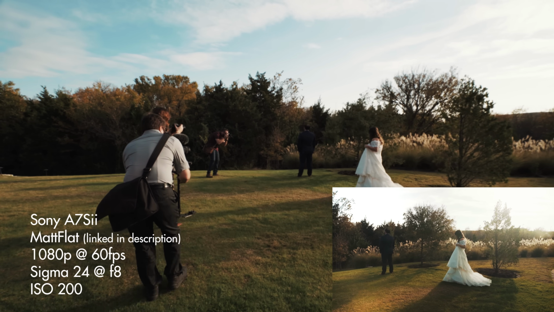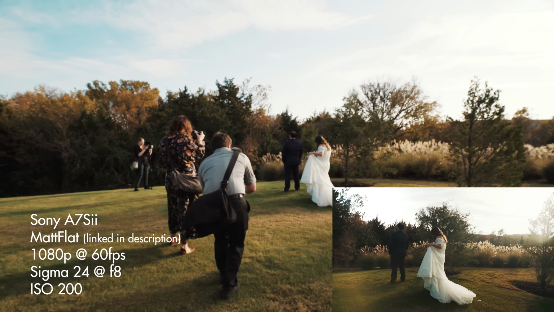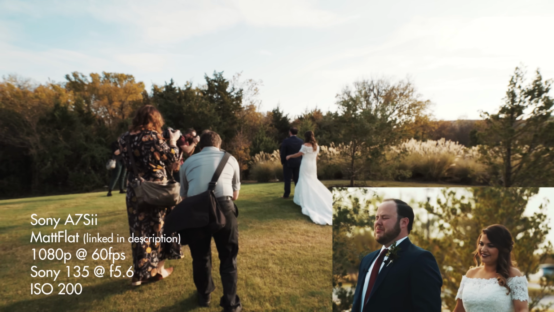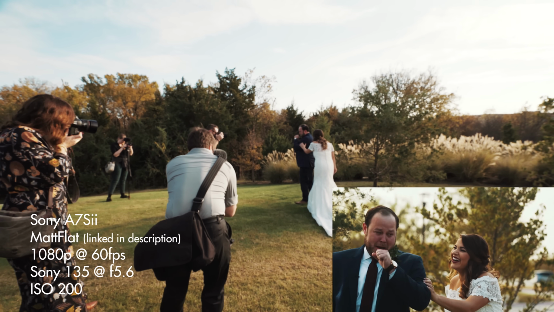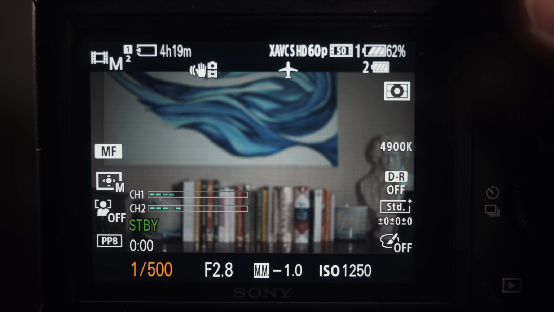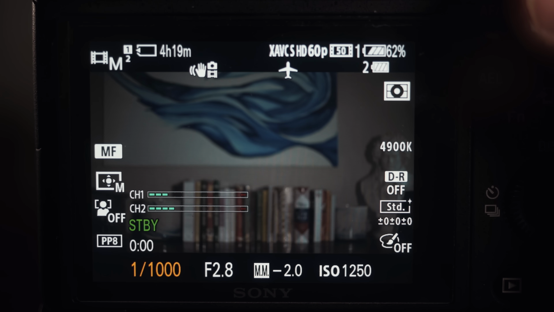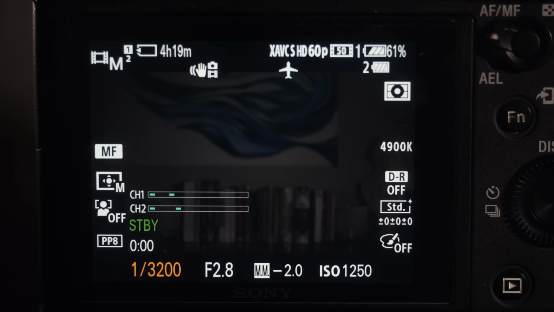When I'm filming outdoors at 60 frames per second or higher in the bright Texas sun, 1/125th shutter speed may still result in too bright of a video. So I'll turn up my shutter speed to 1/500th or 1/1000th or higher, whatever I need to set it to so my video is properly exposed.